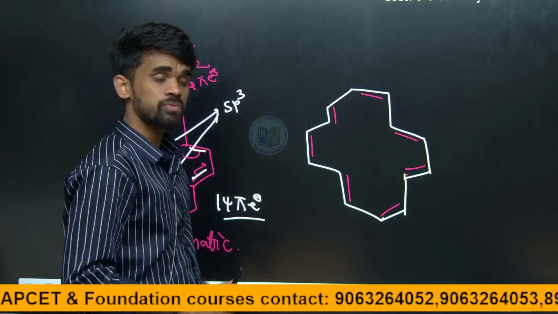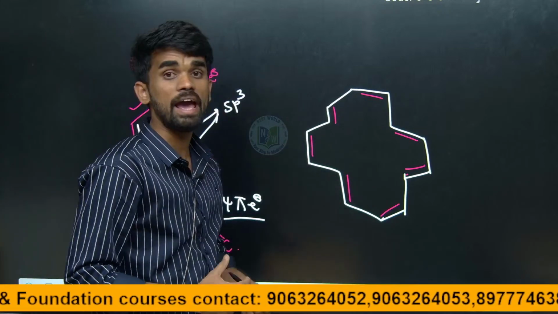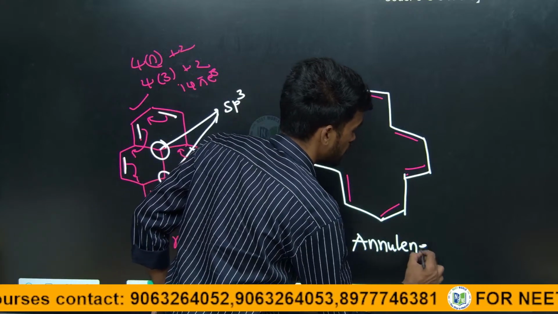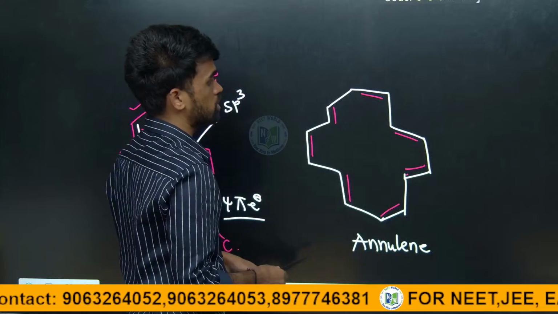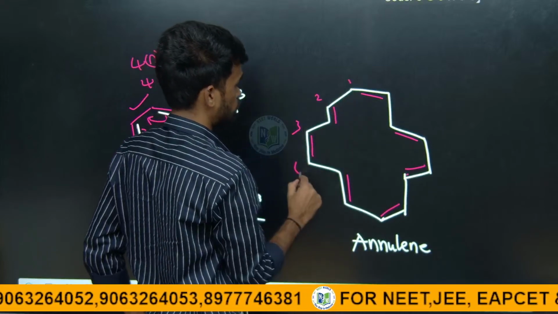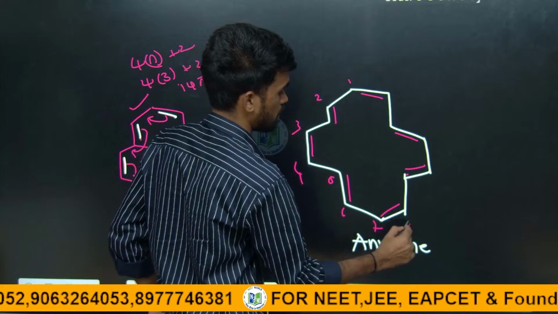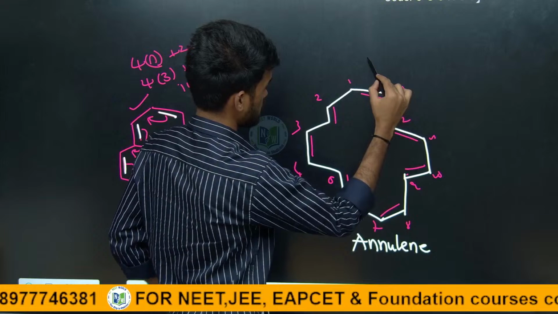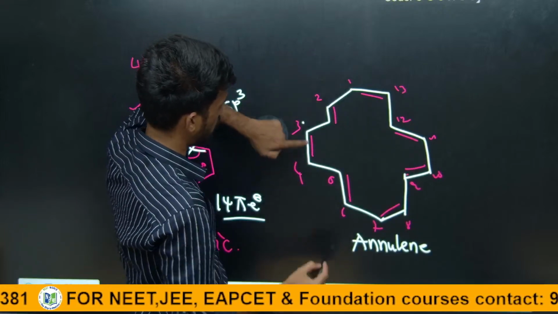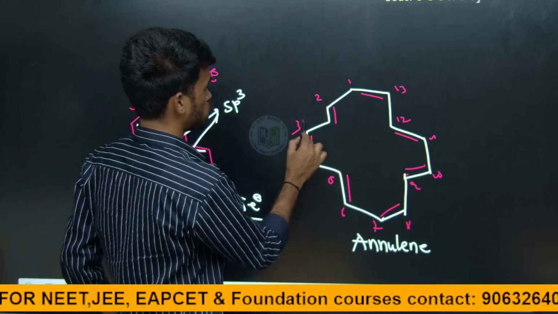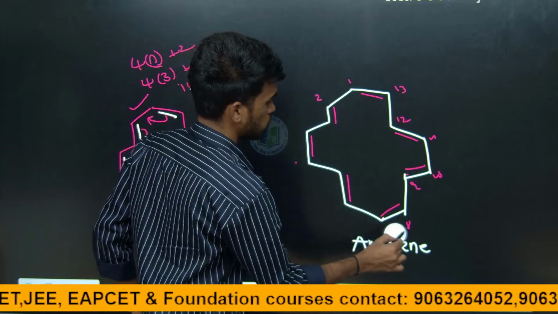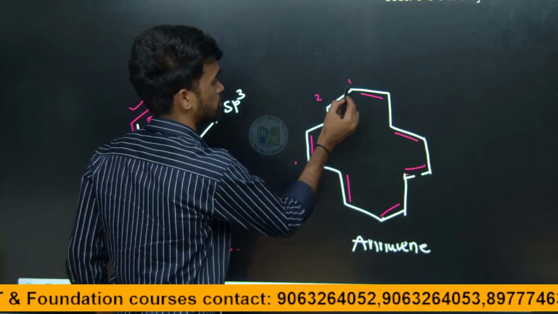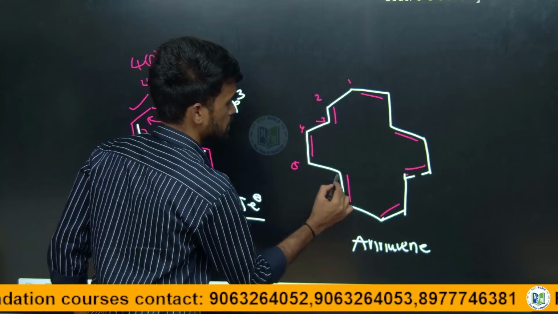Now come to this. These kinds of compounds are called annulenes. Now how many carbons are there? Just count them. 1, 2, 3, 4, 5, 6, 7, 8, 9, 10, 11, 12, 13. Once again, 1, 2, 3, 4. Here we are missing one carbon. We should not miss any of these carbons, so just check once again. At each corner we have one carbon. 1, 2, 3 here, 4, 5, 6.